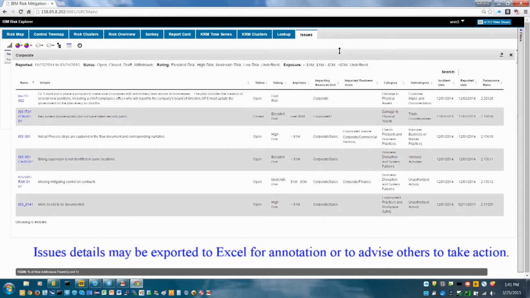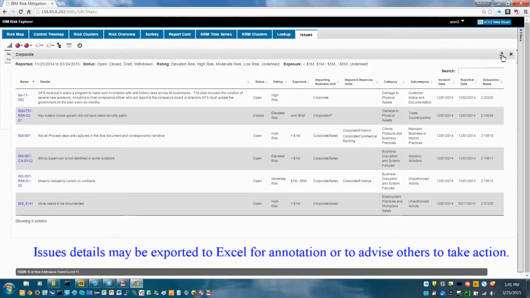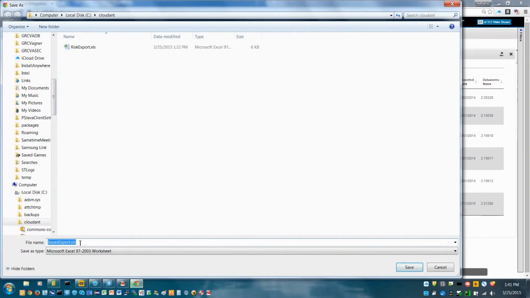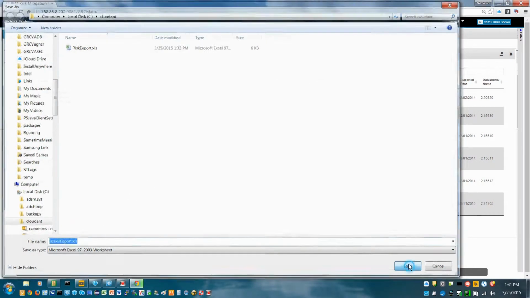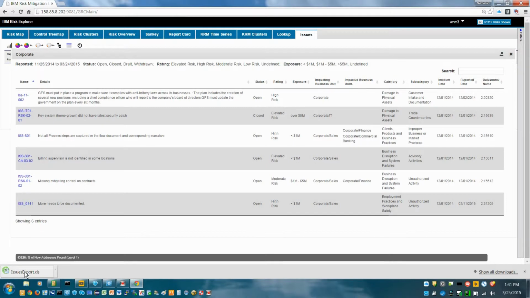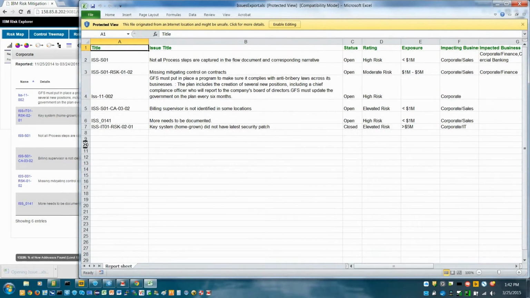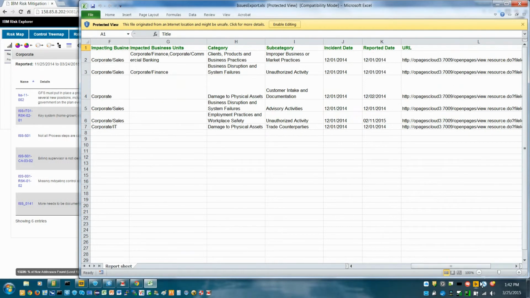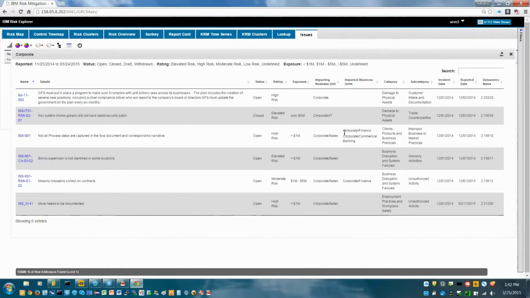The issues work the same as the risks in that you can export the content to a spreadsheet and then work with that in Excel if you wanted to sort on different criteria, add annotations, or copy and paste them into emails for people to take a look at them. We include the URLs so that you can go back into open pages and explore them. Of course, the table that we displayed can also sort their contents by clicking on the column headings.